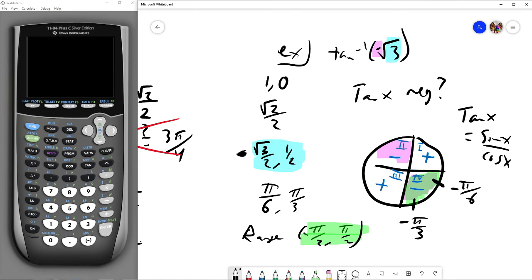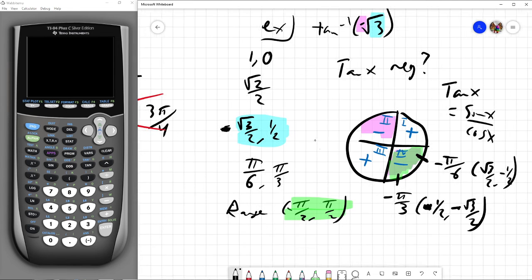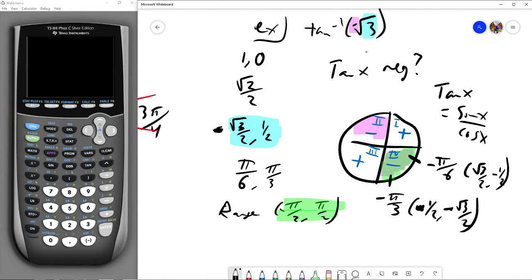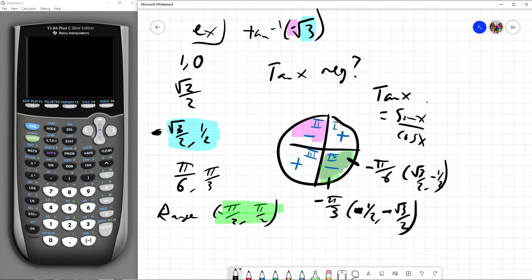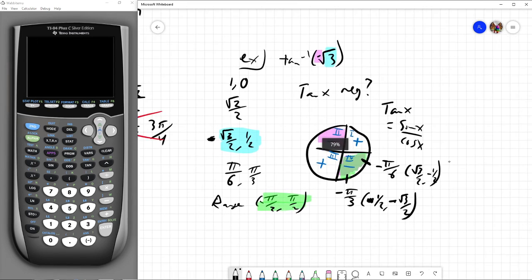If you didn't know, you can just guess, right? So negative pi over 6 has the coordinates of root 3 over 2, comma, negative a half. And negative pi over 3 is positive a half, comma, negative root 3 over 2. I got that mixed up in my head for a moment. Alright, so how we want to think about it is we have the ratio here, right? So let's think about it. Scroll out a little bit.